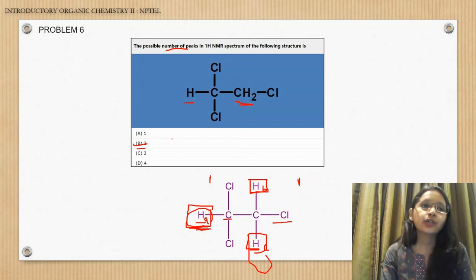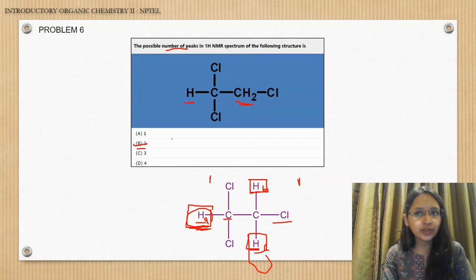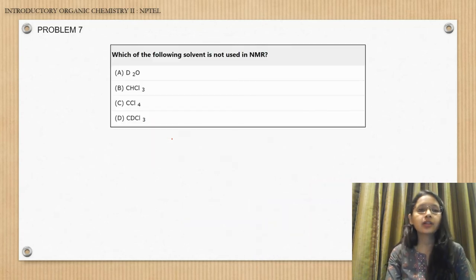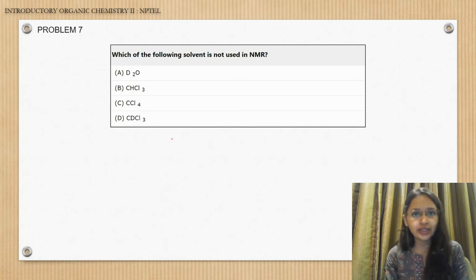If it is clear, then I'm going to problem 7. Problem 7 is: which of the following solvents is not used in NMR? What is not used in NMR is the type of solvent which itself gives a sharp peak in NMR. NMR here is 1H NMR, right? So generally we do not prefer protonated solvents in NMR. We use deuterated solvents.